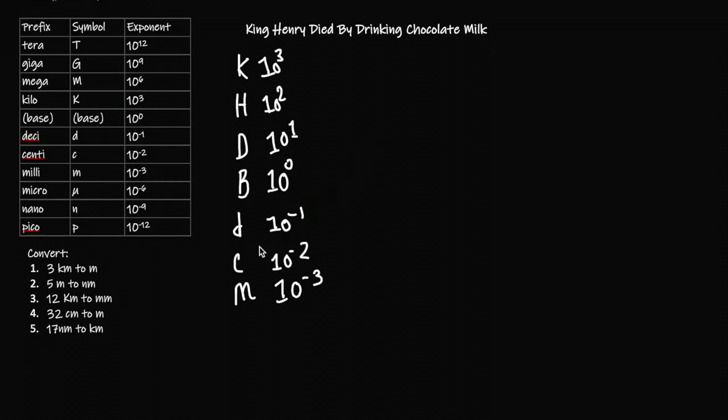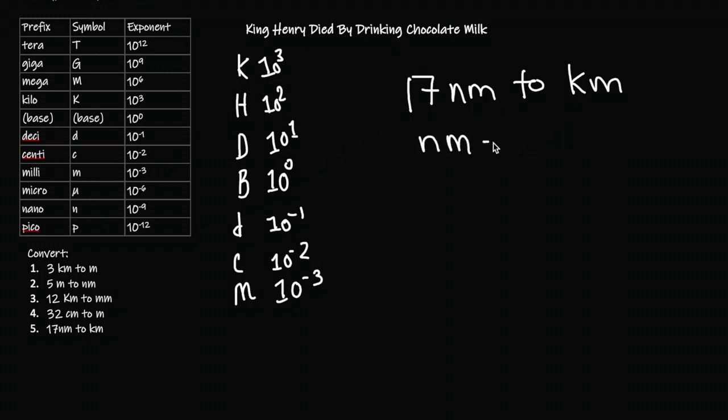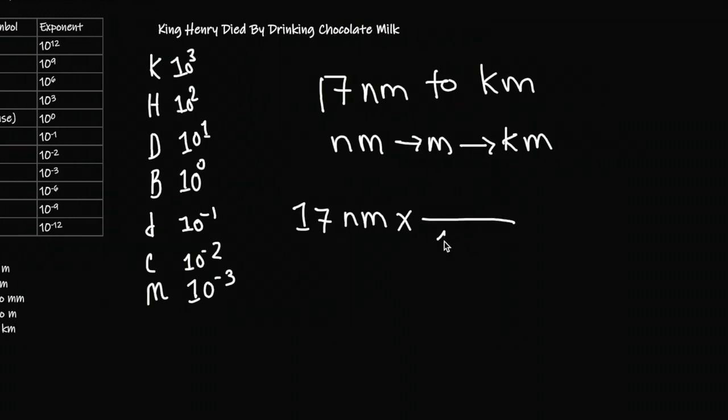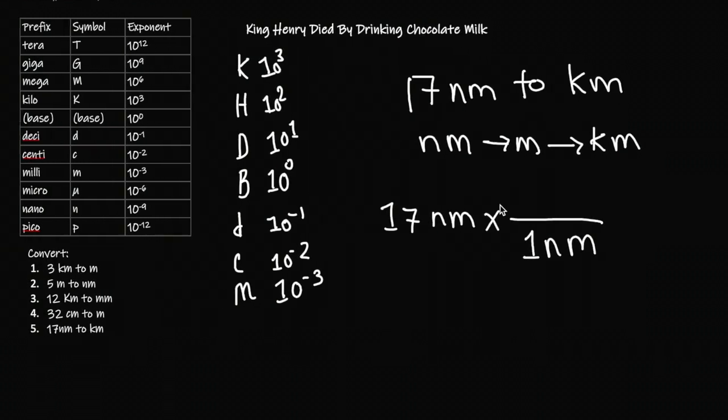So that's our answer for this. Now we'll just jump into our last example for today. We have 17 nanometer, and we want to change this nanometer to kilometer. So first of all, again, we have to change from nanometer to meter, and then we have to go from meter to kilometer. Okay, so again, we start writing 17 nanometer times, we write 1 nanometer, and on top, we have to write meter with the exponent because that's our base. So for nanometer, we have 10 to the exponent of minus 9.